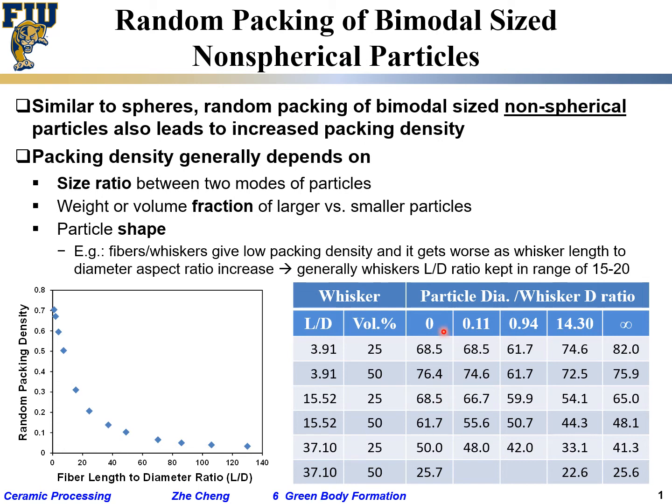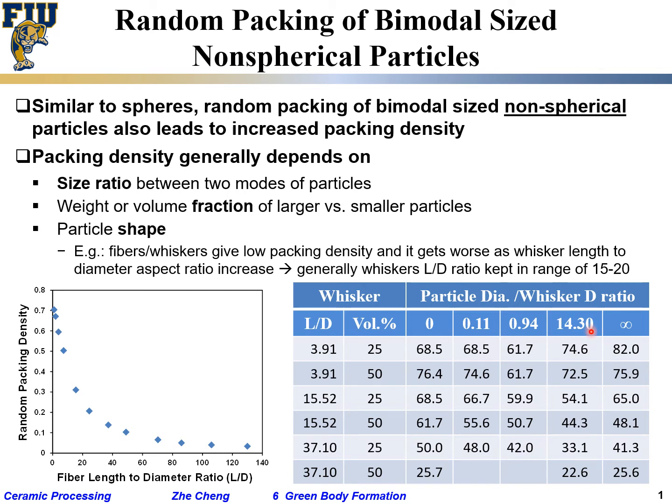Particle diameter to whisker diameter ratio, if it's 0, very small, the particles are extremely small. In this extreme case, the particle will always find its way around the whisker and fill it up. And as a result, we have reasonably high packing density. Make sense? But as we increase the volume fraction of whiskers, my packing density becomes lower. Make sense?